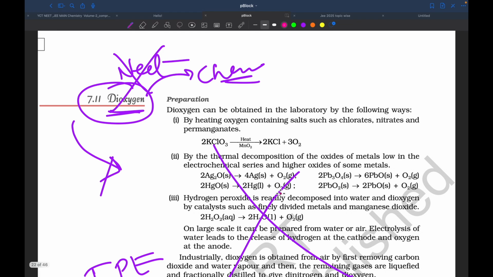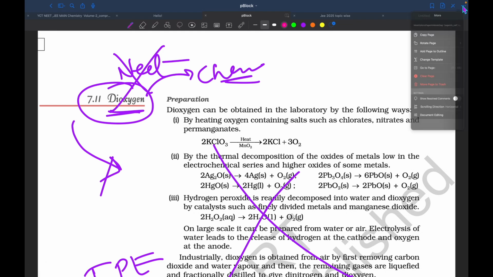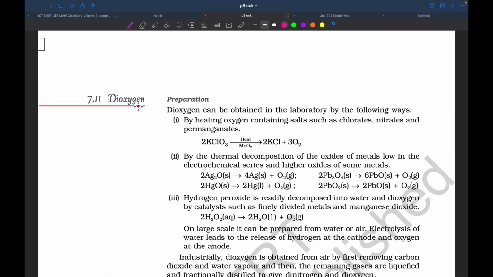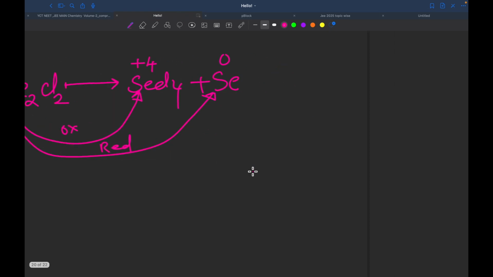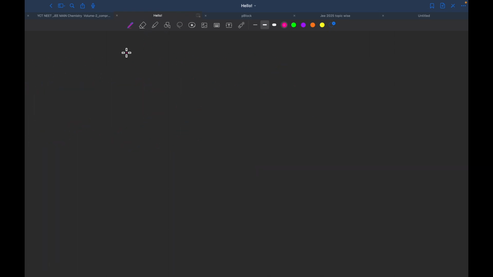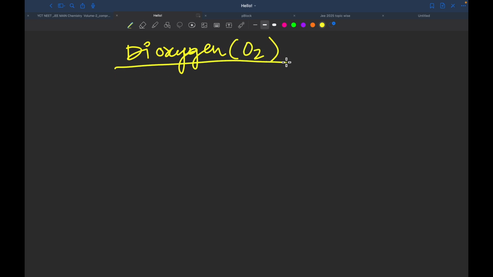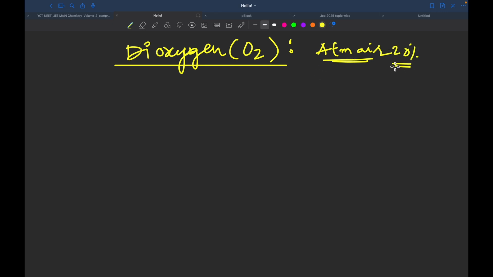Okay, so we'll go to the next part, oxygen. We'll start with oxygen. How can we prepare oxygen? How can we react it? We are starting with dioxygen, O2. The major source of dioxygen is the atmosphere, because around 20% of air is oxygen. 20% is very high, that's why 20% oxygen is present in the air.